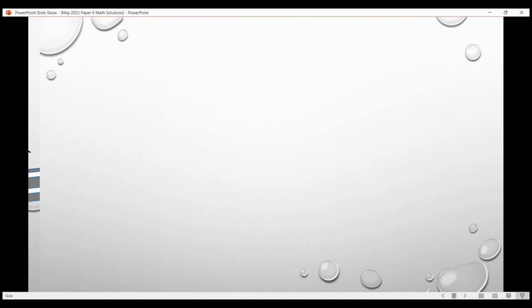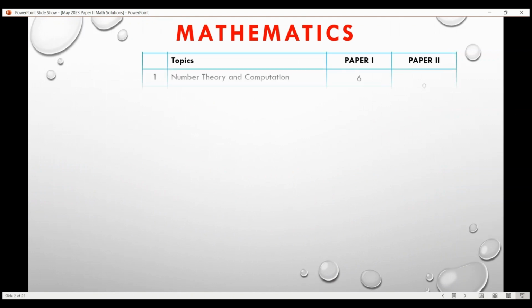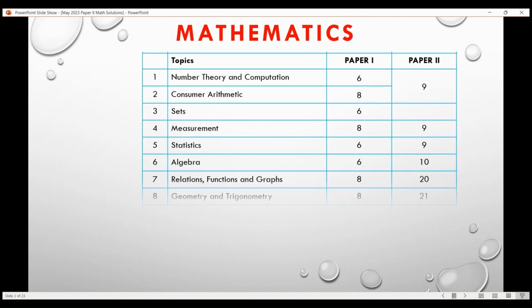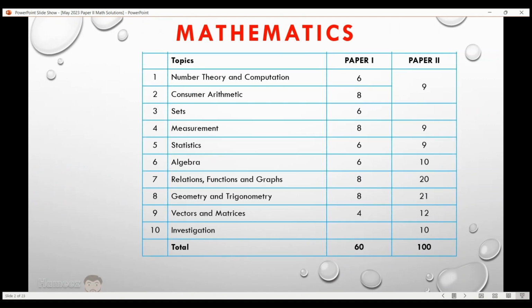Let's now start by looking at the actual mathematics syllabus. And we'll see that there are 10 major topics. Within those topics, we can also see that they're being assessed via Paper 1, which is 60 multiple choice questions. And we can see how many questions per topic are assessed. That is worth 30% of the final grade.